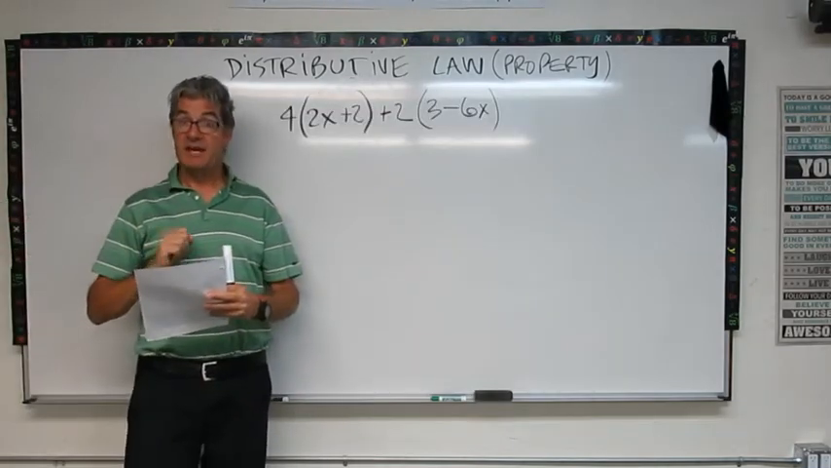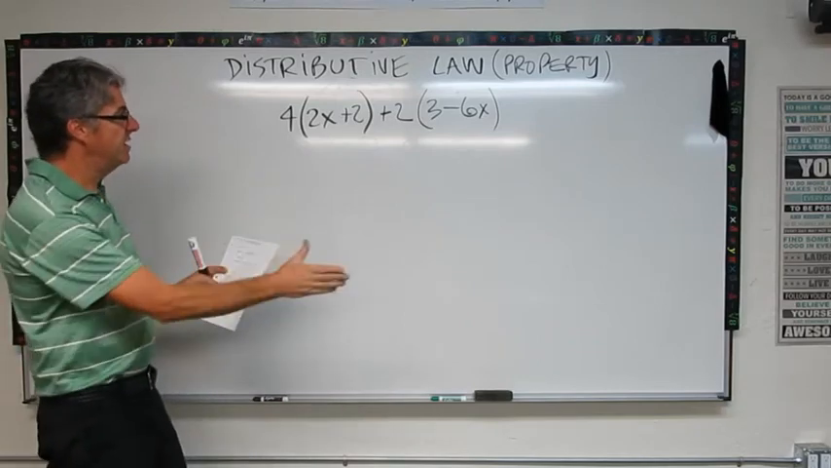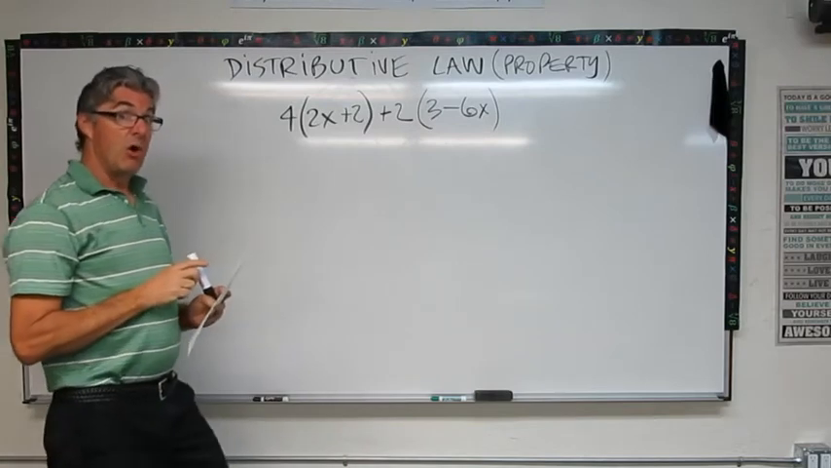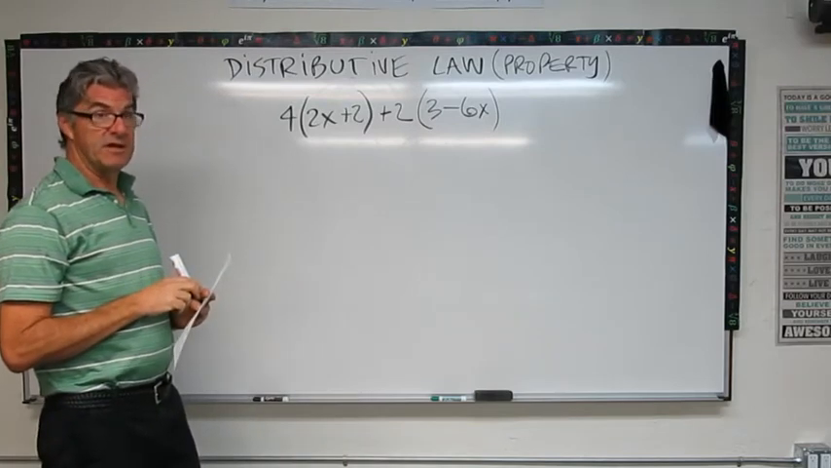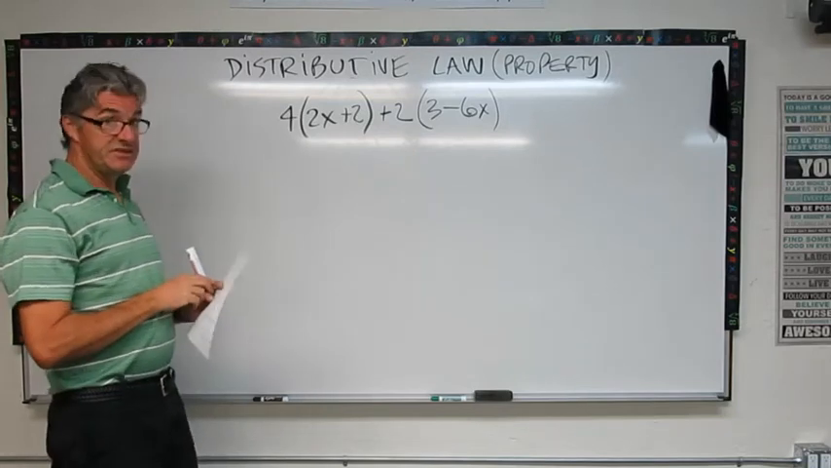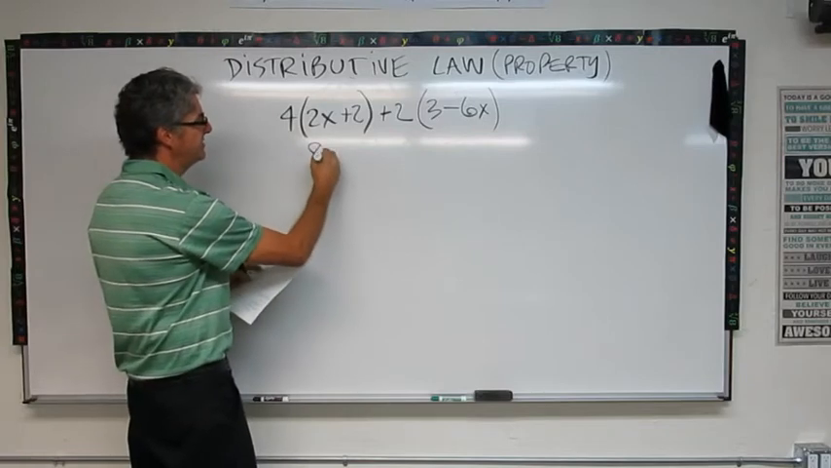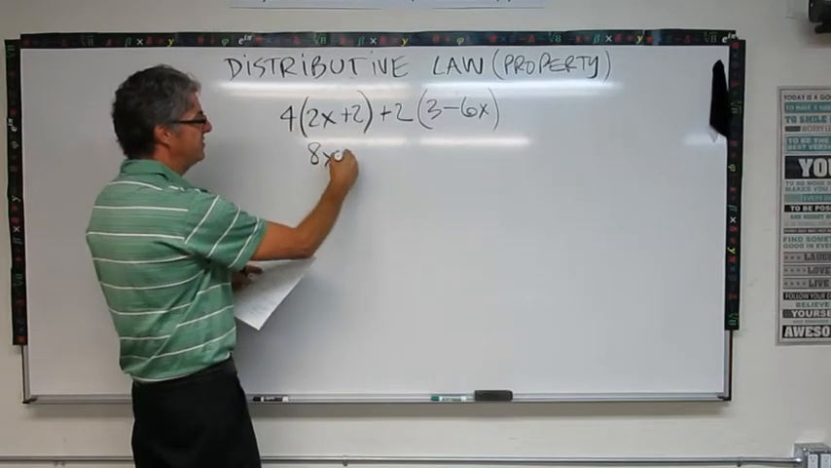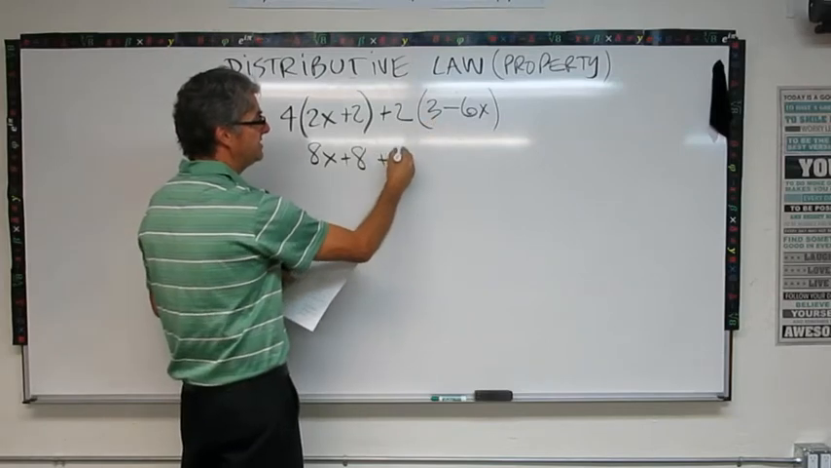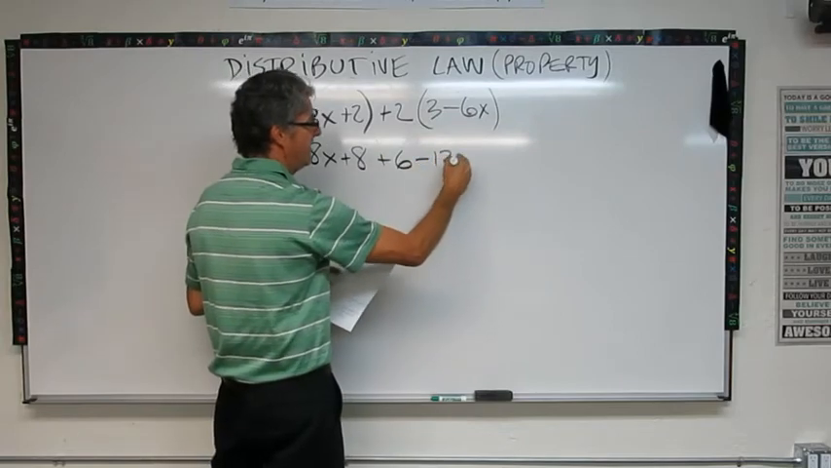Now these problems are going to get a little bit more complicated as you work through the assignment. So check this out. Now I have 2 chunks, 2 expressions there that both require use of the distributive property. Then at the end of that, we're going to have to combine some like terms to get simplified. So let's get this one done. 4 times 2x gives me 8x. 4 times positive 2 gives me 8. 2 times 3 gives me a plus 6. And 2 times negative 6x gives me a negative 12x.